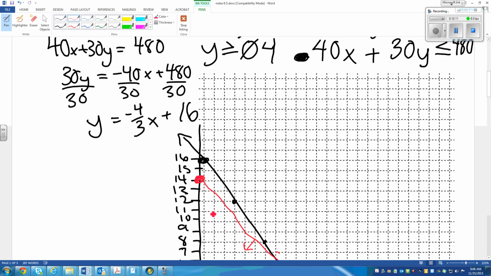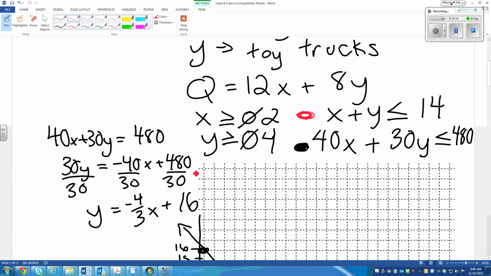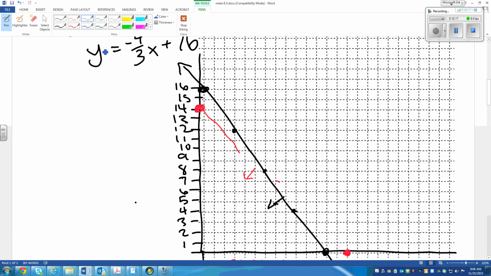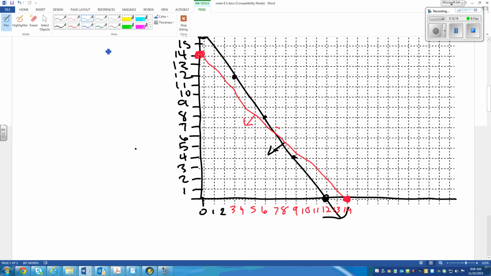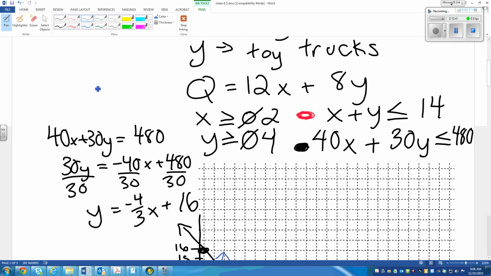What are my other lines? X is greater than 2. Okay, now let's be careful. Is x greater than 2 a vertical line or a horizontal line? Vertical. X is 2 right here. And it's 2 all the way up here and all the way down. Should be putting arrows on the end. X is greater than 2. I'm coloring this way. And I also have to draw my y is greater than 4.